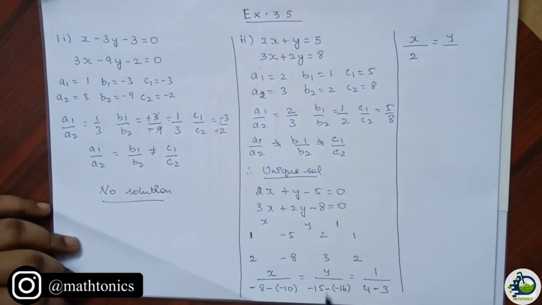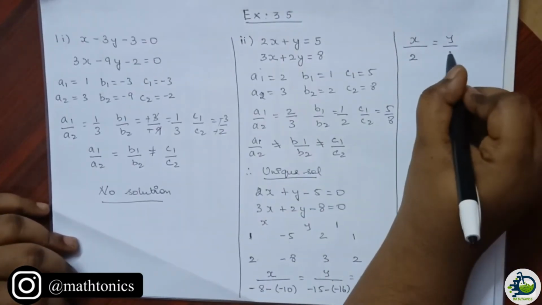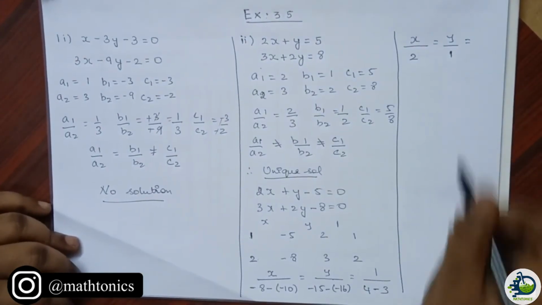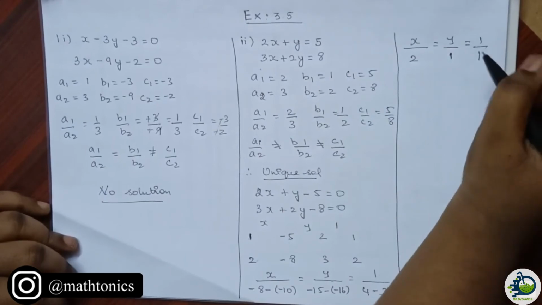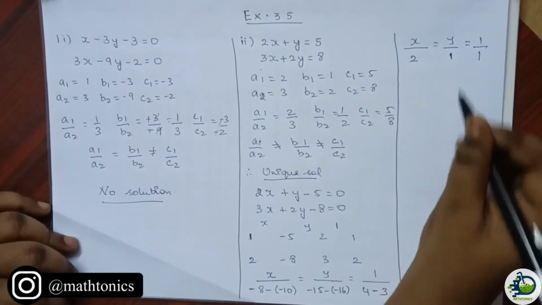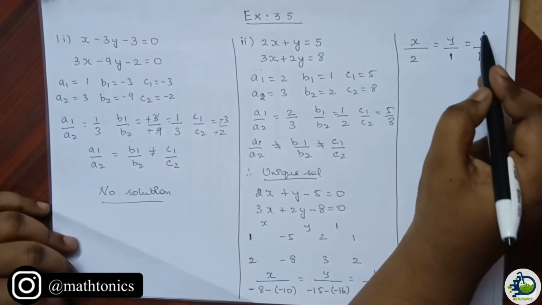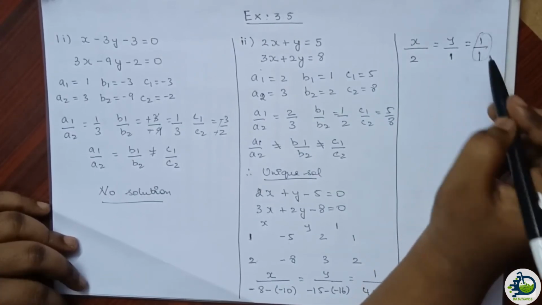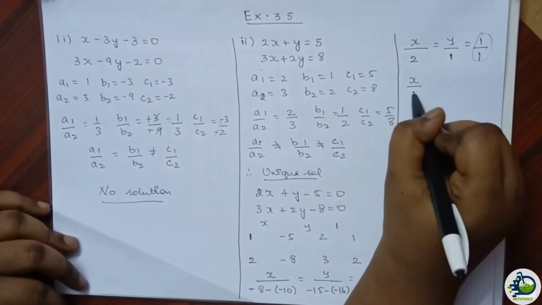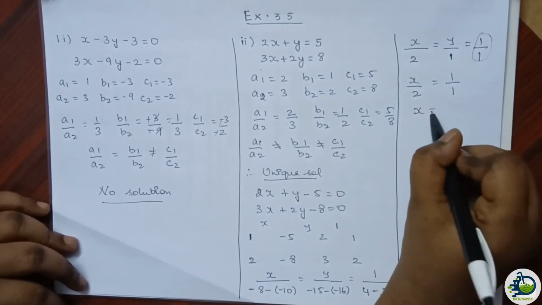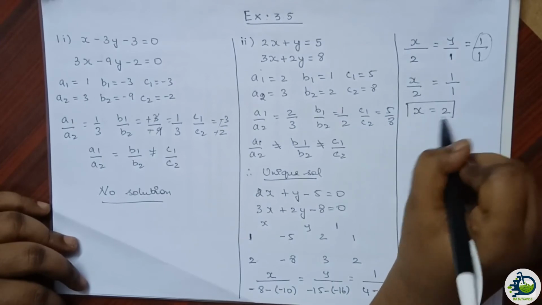Y divided by minus 15 plus 16 is 1, equal to 1 by 4 minus 3 is 1, so 1 by 1. Now to find the x and y values, we have to equate it to this fraction. So x by 2 is equal to 1 by 1. When we cross multiply, we are getting x is equal to 2.